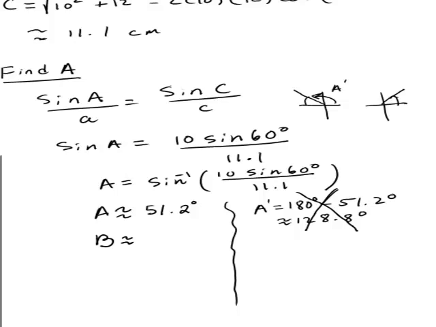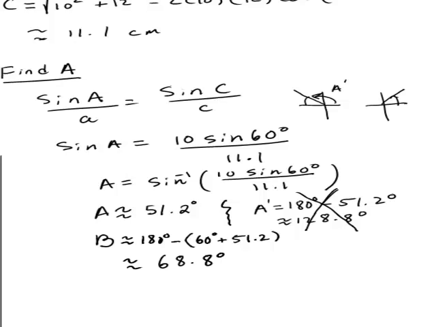And so angle B is going to be approximately 180 minus the sum of the first two angles here, which was 60 and A, and we add those up, and we get 68.8 degrees. Okay, and that's it.